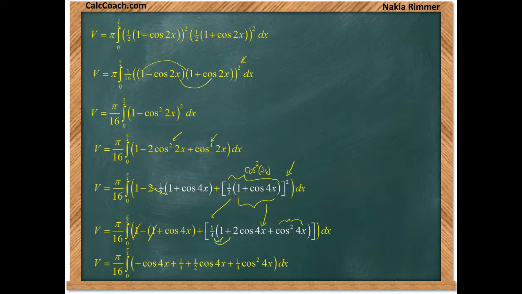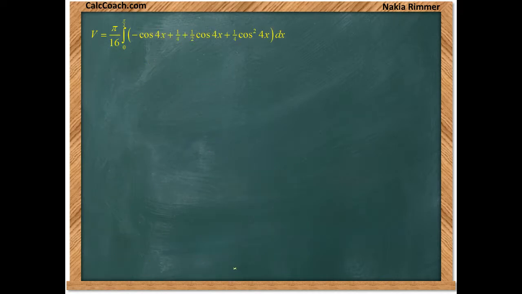Distribute out here. We'll have a fourth plus a half of the cosine on 4x plus a fourth of cosine squared. So that's where we're at right now. And if you're looking at minus the cosine of 4x and half the cosine of 4x, no reason to stop you from putting those together. And that'll be put together as minus 1/2 the cosine on 4x.